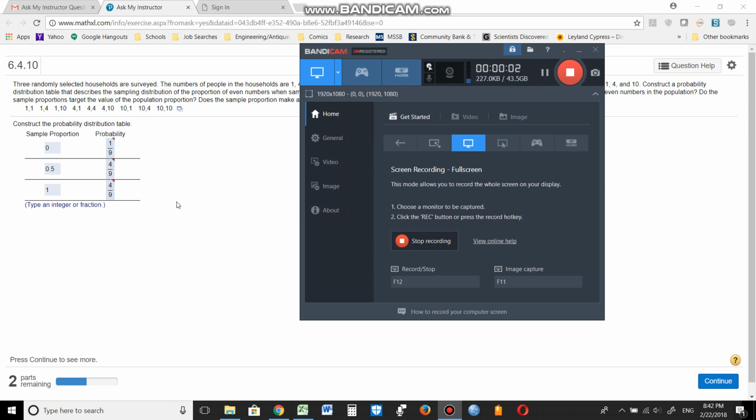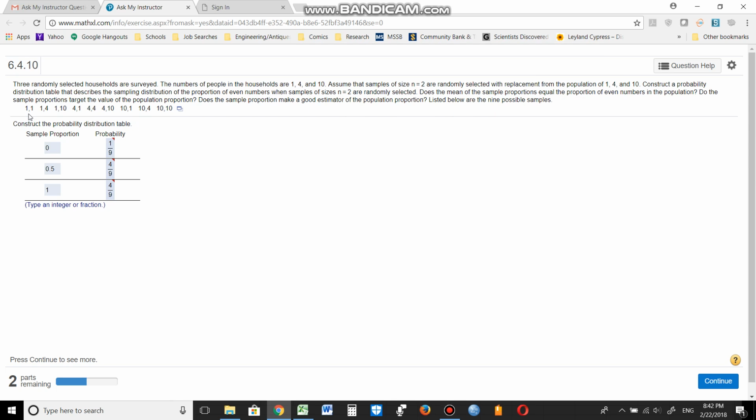Hi class, let's take a look at this problem here. We have pairs of numbers, 1, 4, and 10, which are the number of households, and we want to group these into sample sizes of 2, and count the number of even numbers in each of these samples.